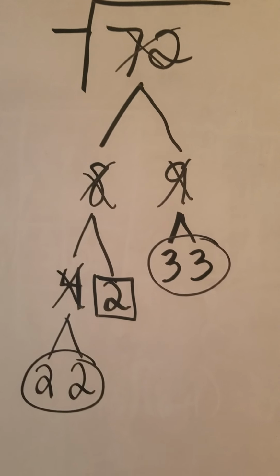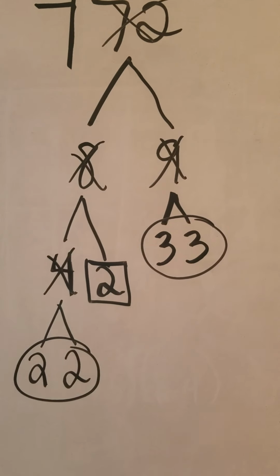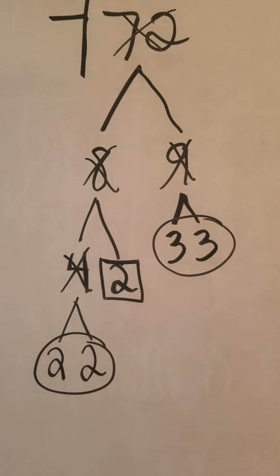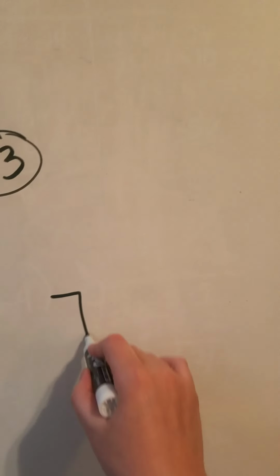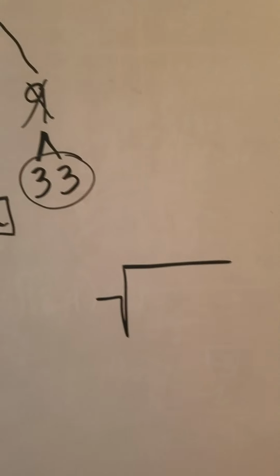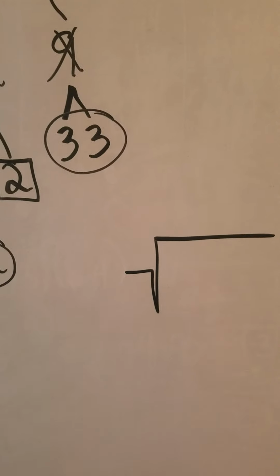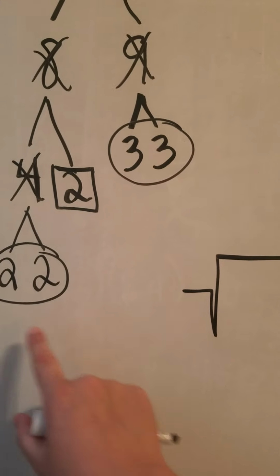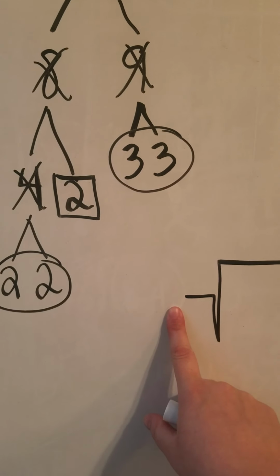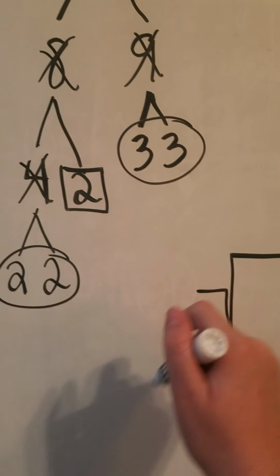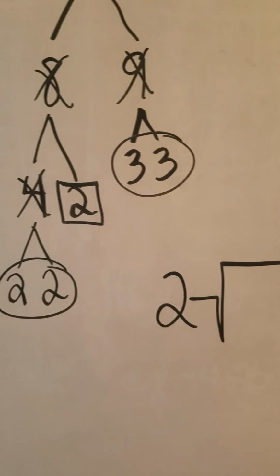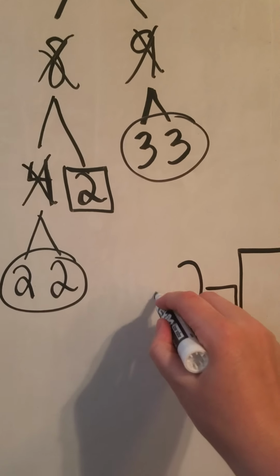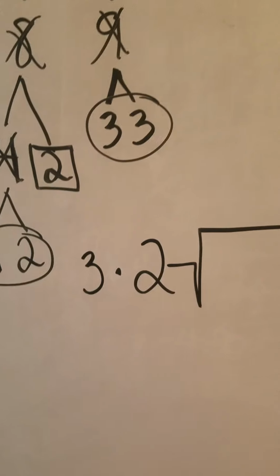So now what we want to do is go ahead and write our simplified radical. So go ahead and put my house there. Remember, when you're with friends, you go outside your house. So for each pair, you're going to write a single number to represent that pair. So I have a pair of 2s. I'm going to put a 2 here. I have a pair of 3s. I'm going to put a 3 there.